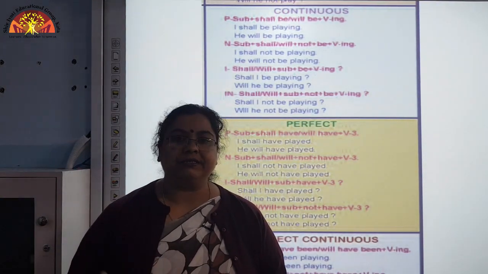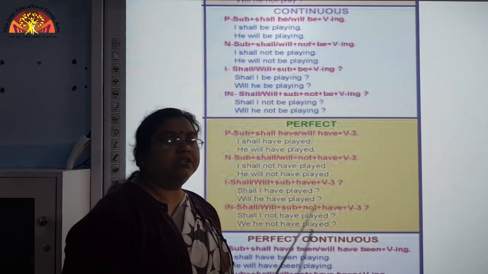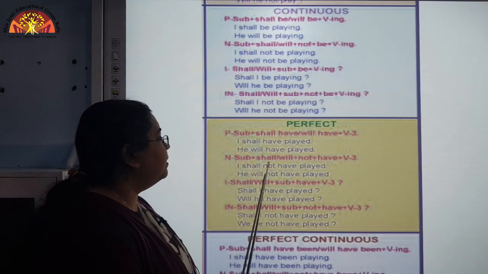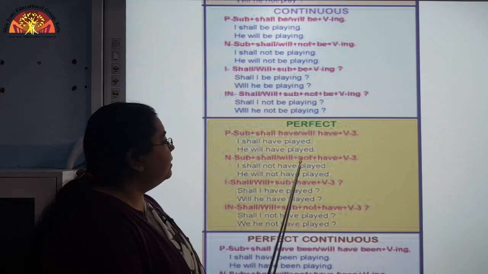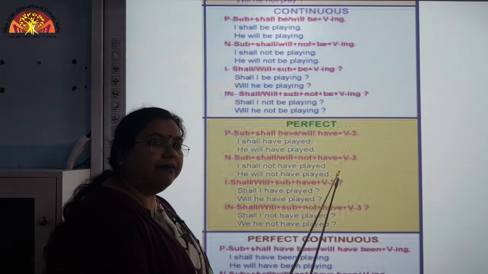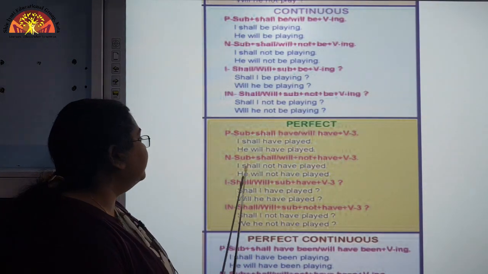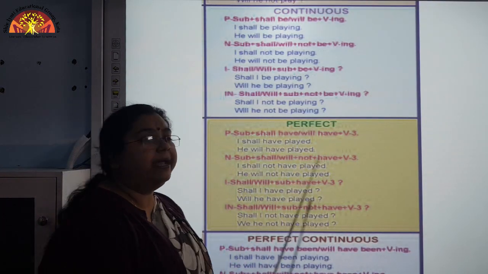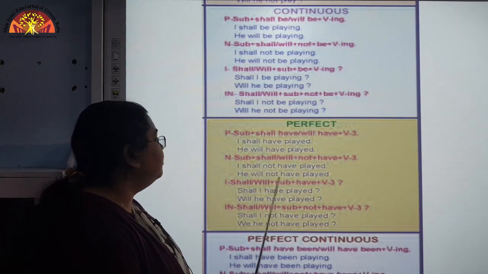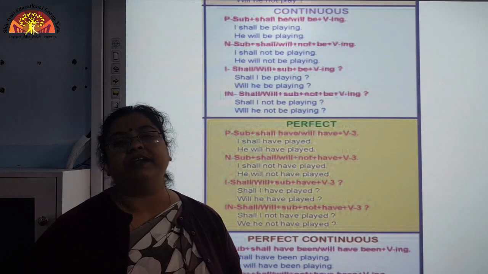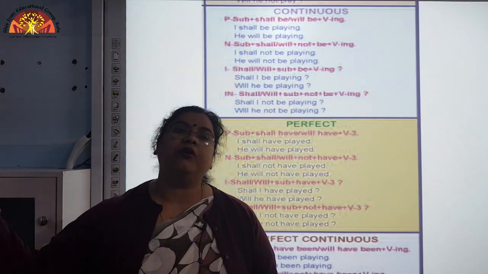Okay, like this. Now, let us move to the negative structure of the sentence. So, subject plus shall or will plus not plus have and then third form of the verb. So, I shall not have played. He will not have played. She will not have written the letter by morning.